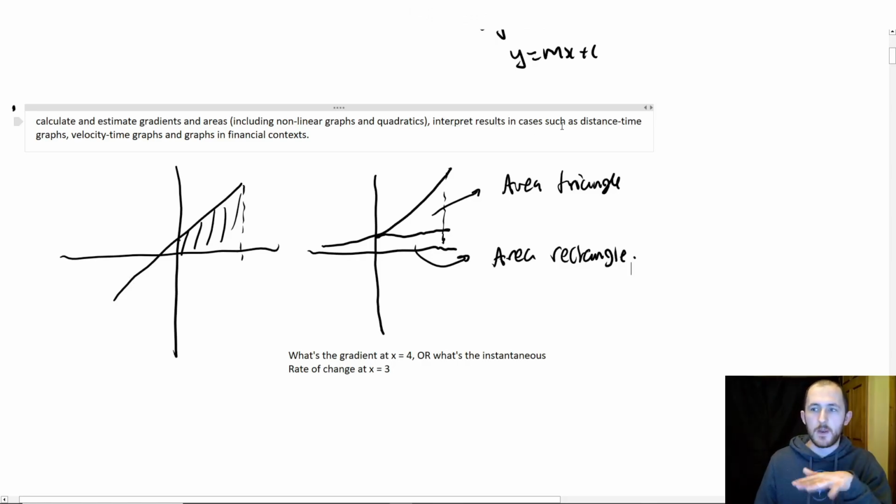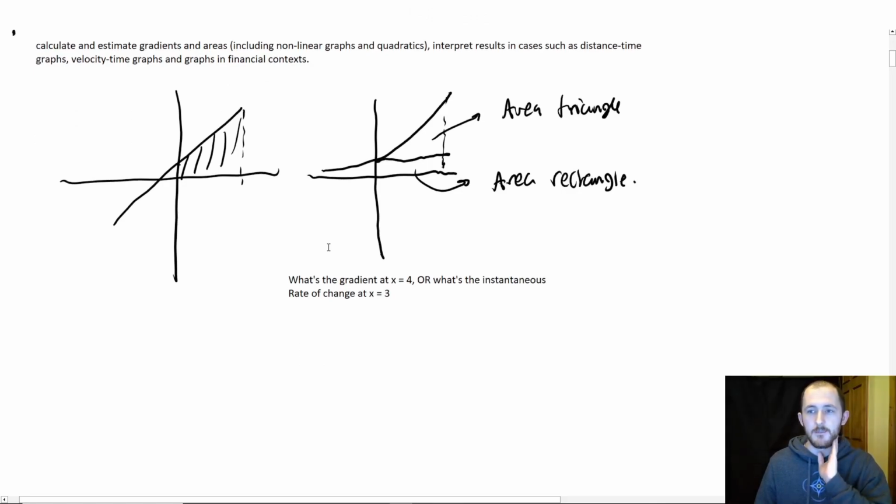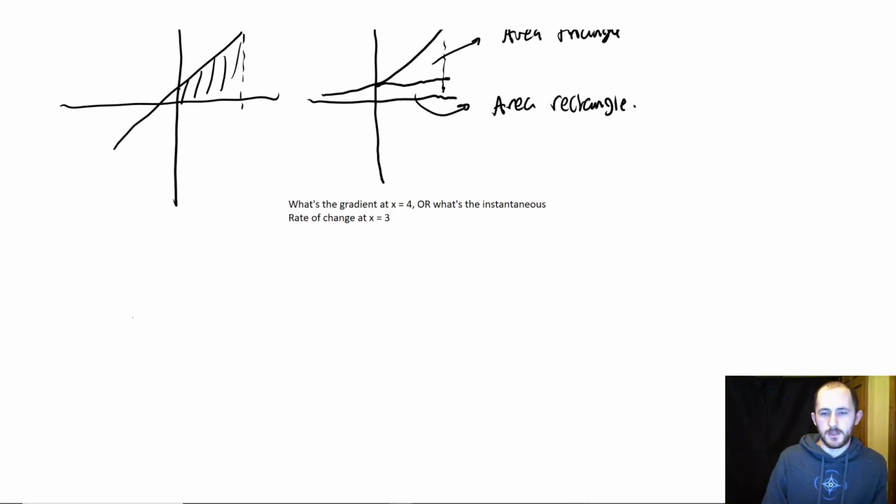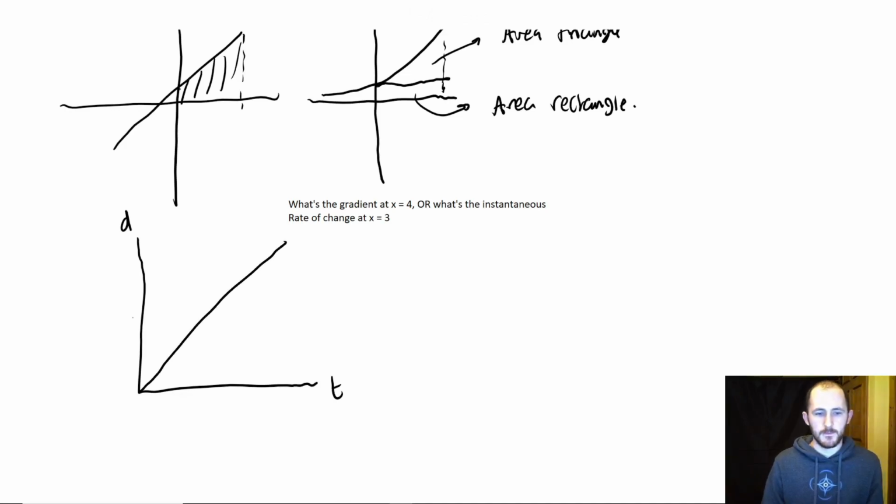It also says interpret results. Okay, so this is where I can actually teach you something a bit more substantial. So distance time graphs, velocity time graphs, and graphs in financial context. So this actually is somewhat common. So what I'll do is, let's say we have a distance time graph. Again, nice and straight. And you have a straight line graph. Okay? What they're going to say is, they might say something like, what is the speed?